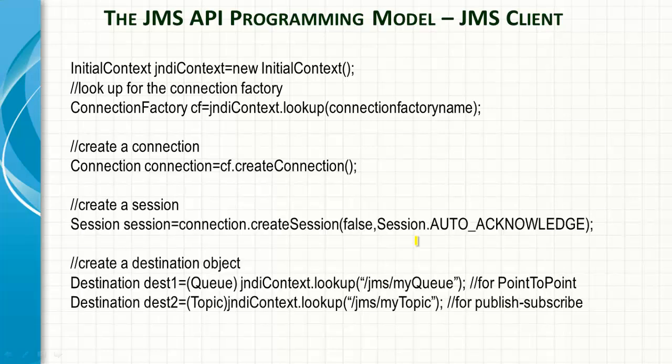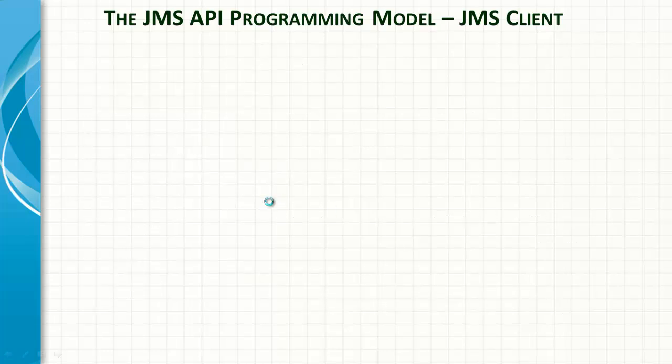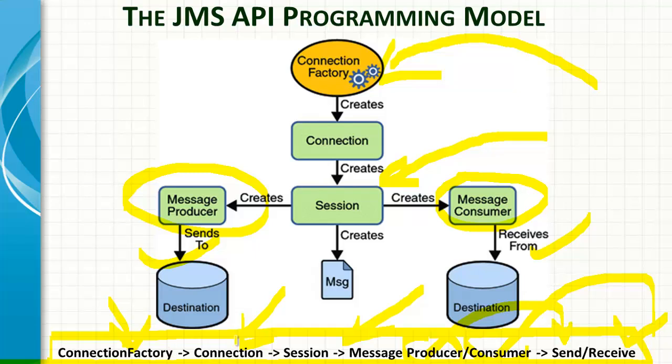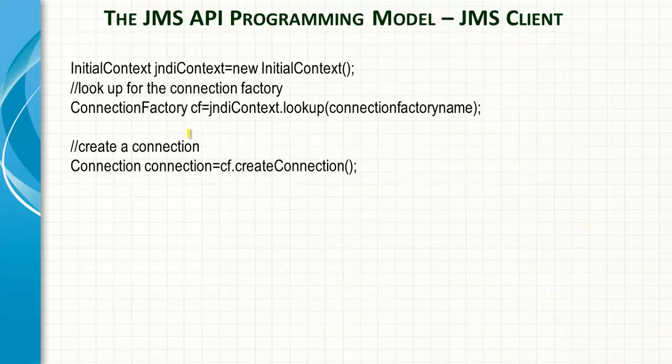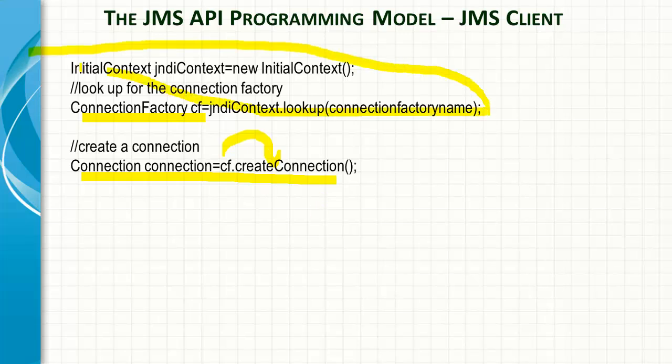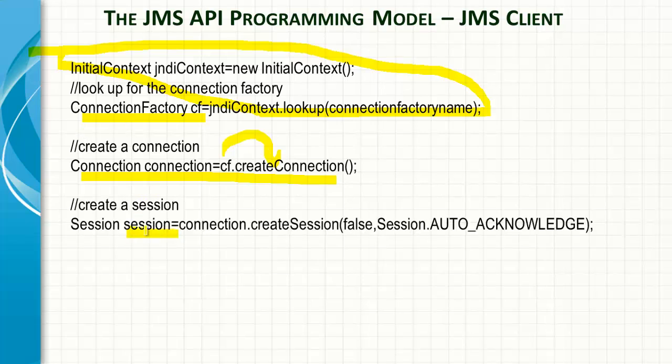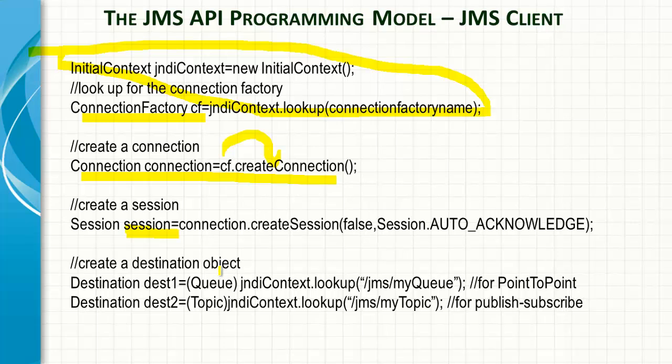From a code perspective, you first create the factory, connection, session. So you create the connection factory, then the connection from the factory. Don't worry about the context part, I'll get into it in detail later on. So you get the connection factory, you get the connection, and then you get a session from that. And from the session, if it is a point to point model, you will get a queue, and if it is a publish subscribe model, you will get a topic.